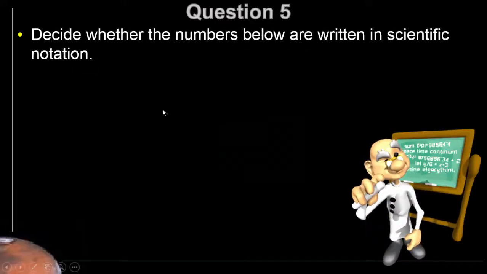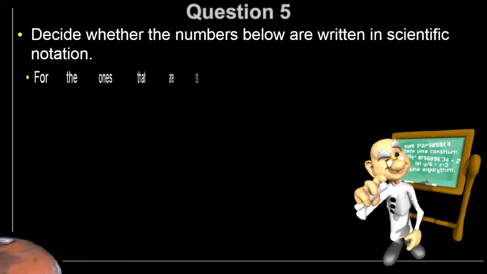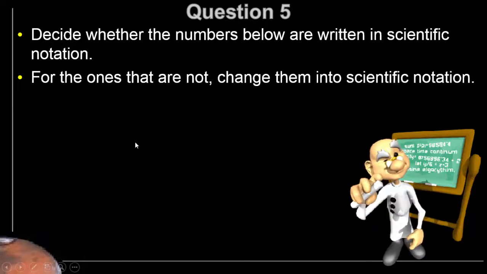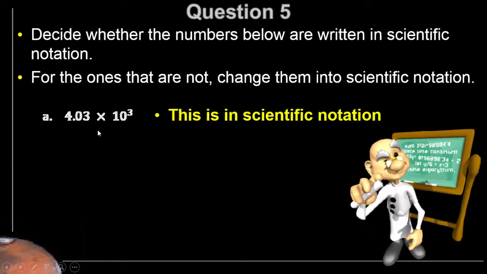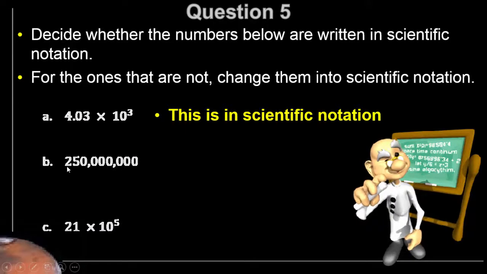In question number 5, we're going to decide whether the number below is written in scientific notation or not. For the ones that are not, we're going to change them into scientific notation. So here we have 4.03 × 10^3, and yes, this is scientific notation. In B, we have 250 million. This is not scientific notation.